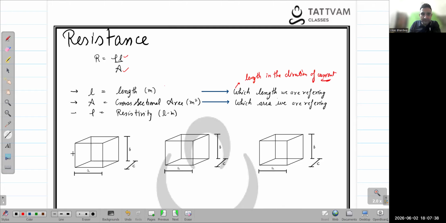For example, if I say that the current is flowing from this side to this side, can you tell me what is the length, what is the area, and what should be the resistance then? The resistance should be rho A by BC. Then if the current is moving from up to down? Rho B by AC. Correct. And the last one, if I'm going from this surface to that surface, it will be rho C upon AB.